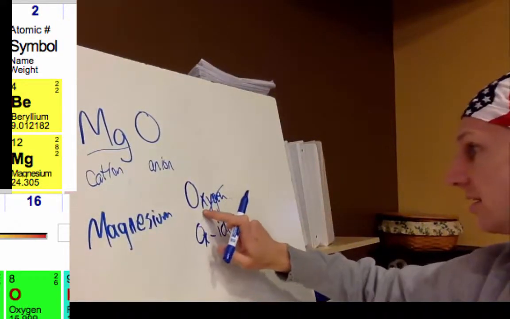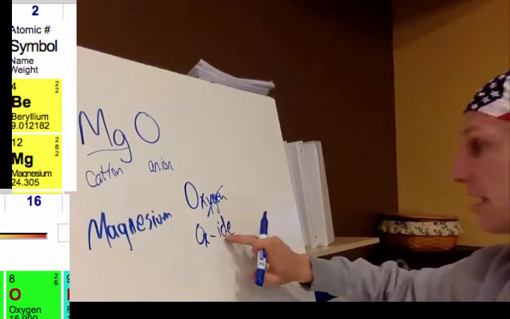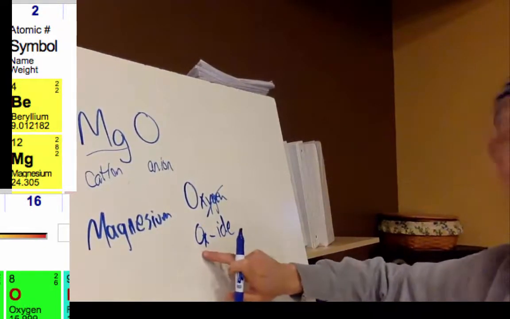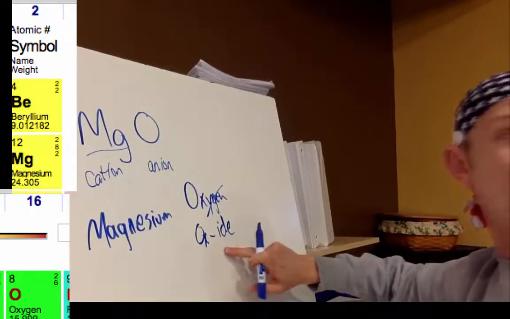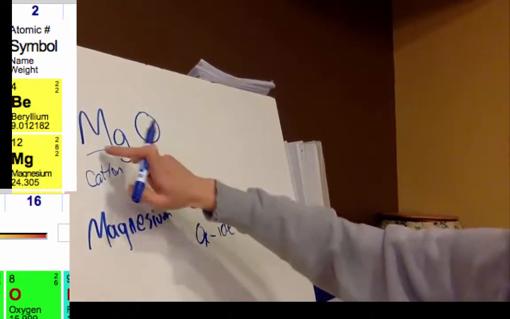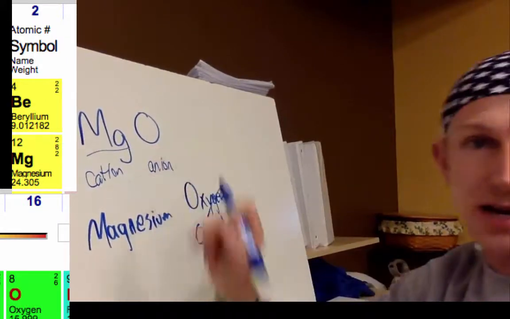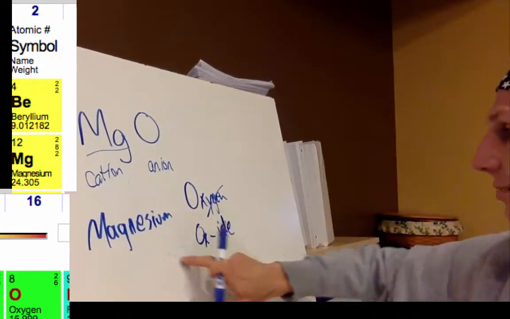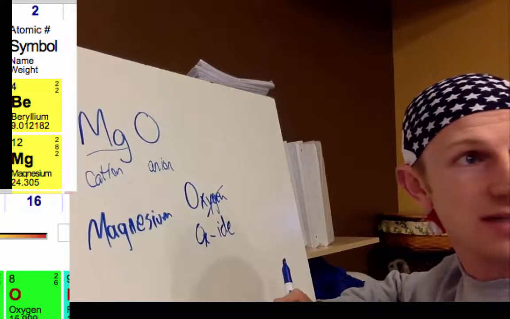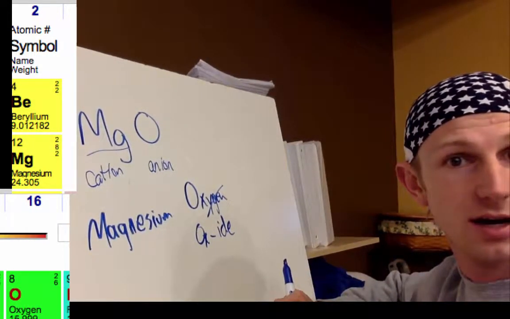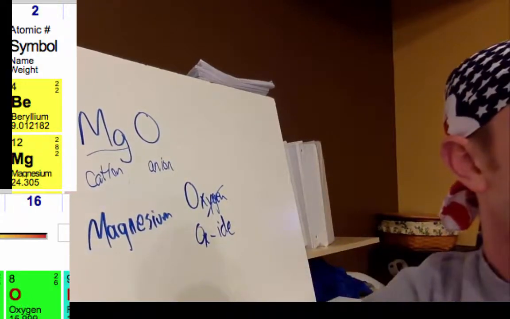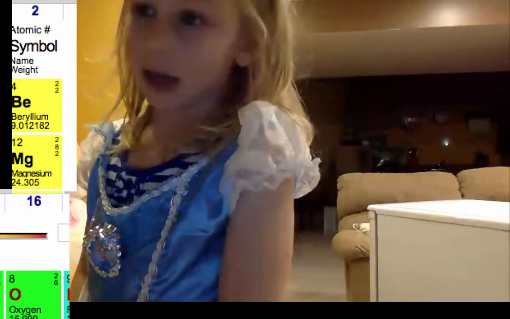You say ox. Ox. And can you say "ide"? Ide. Let's put them together. Ox. Ide. All right. So this thing, which we had magnesium and oxygen ionically bonding, is now going to become magnesium oxide. Millie, can you say magnesium oxide? Magnesium oxide. Say it one more time. Magnesium oxide. Good job. All right. That's pretty good, huh? Yep.